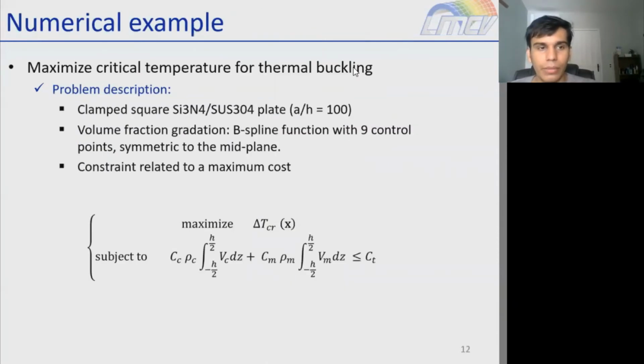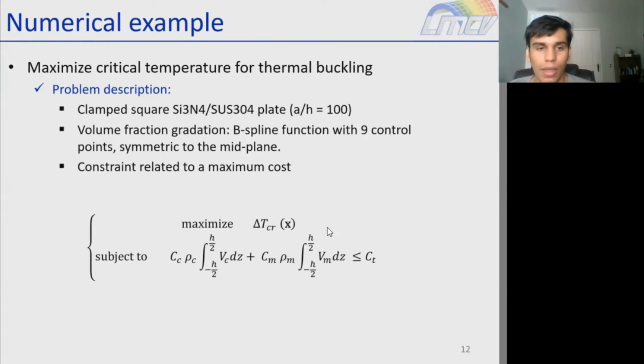So in the numerical example, we seek to maximize the critical temperature. We consider a clamped square plate, and the volume fraction gradation is defined by a B-spline using 9 control points, and we consider it to be symmetric to the mid-plane. So we have 5 design variables. We also adopt a constraint related to the maximum cost that the plate may take. So we can express it as that.